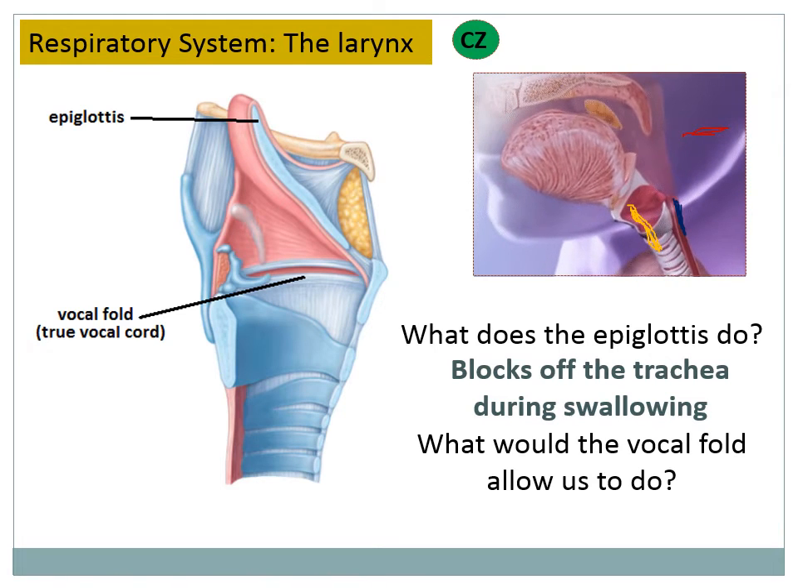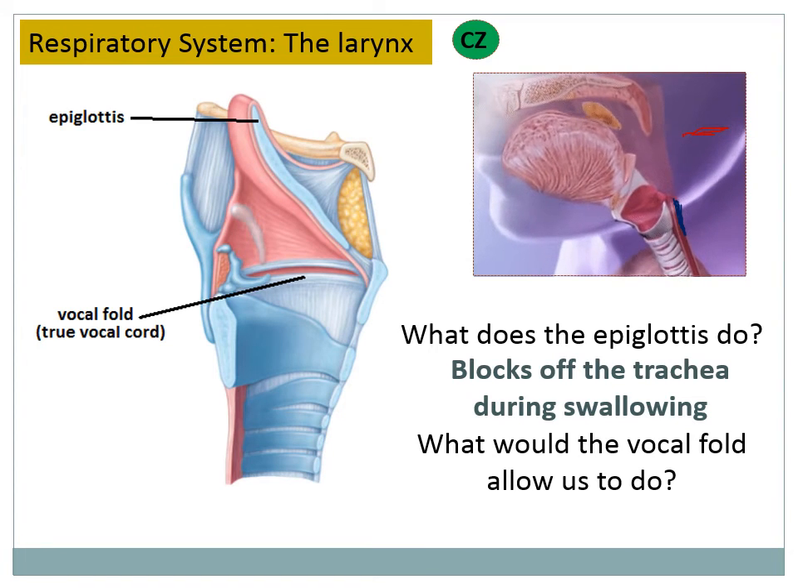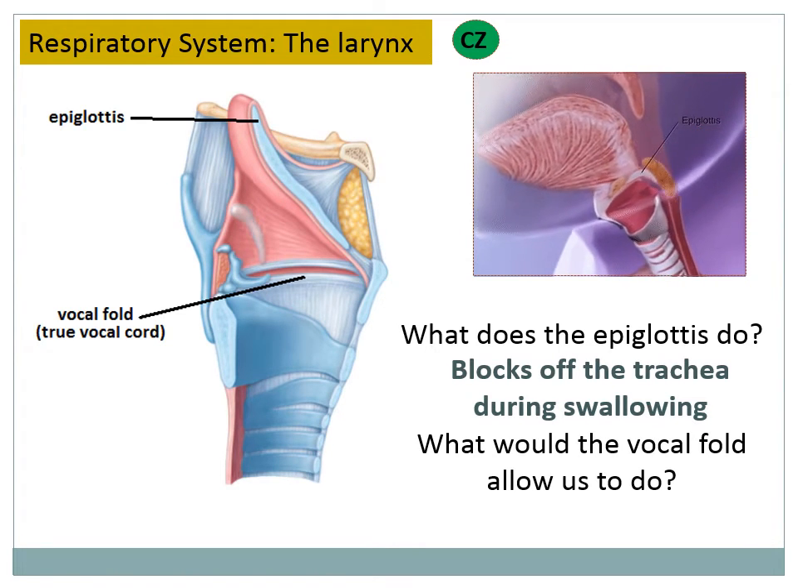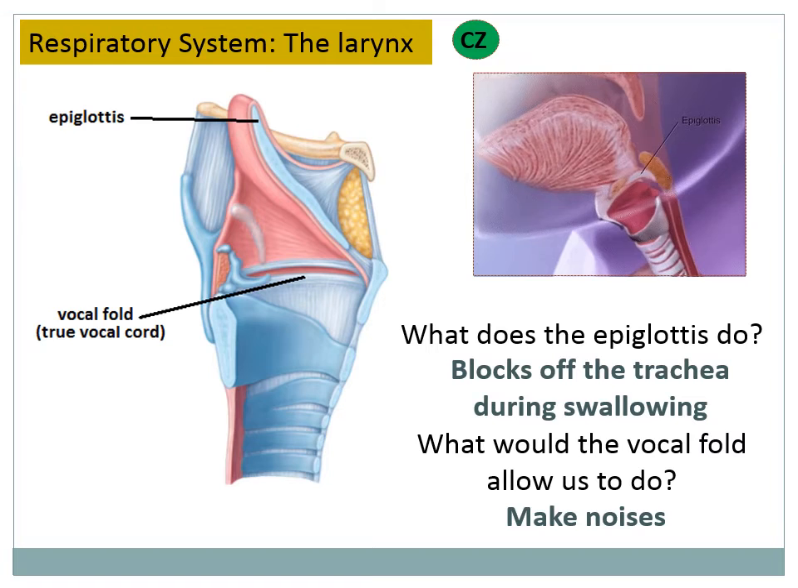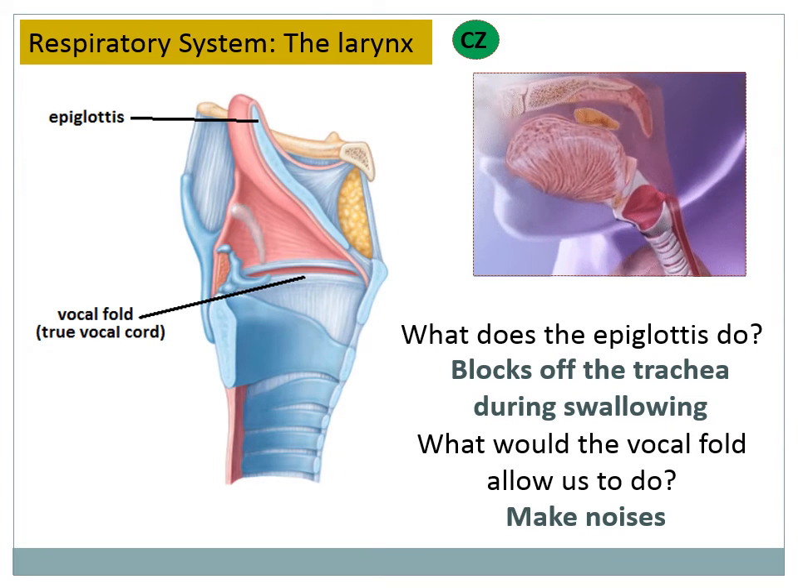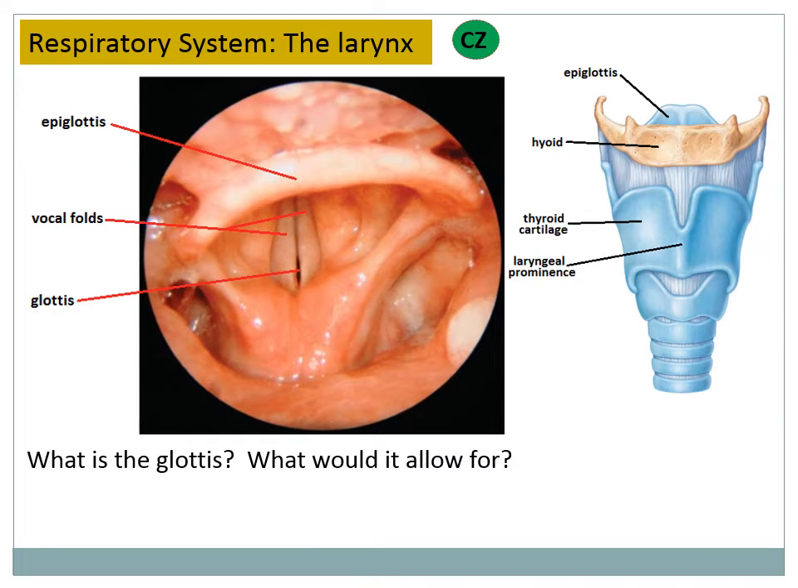When you think about the actual name, the vocal fold or the true vocal cord, what will that vocal fold allow us to do? Yeah, it sounds pretty good, right? Like vocalization, right? It's going to let us make noises. So that's what our vocal fold is there for. So we've already looked at two structures of the larynx, and now we're going to look at one more. The last structure we are going to take a look at is the glottis. So we can see the glottis right here, the glottis is this area, this dark black area in our larynx.